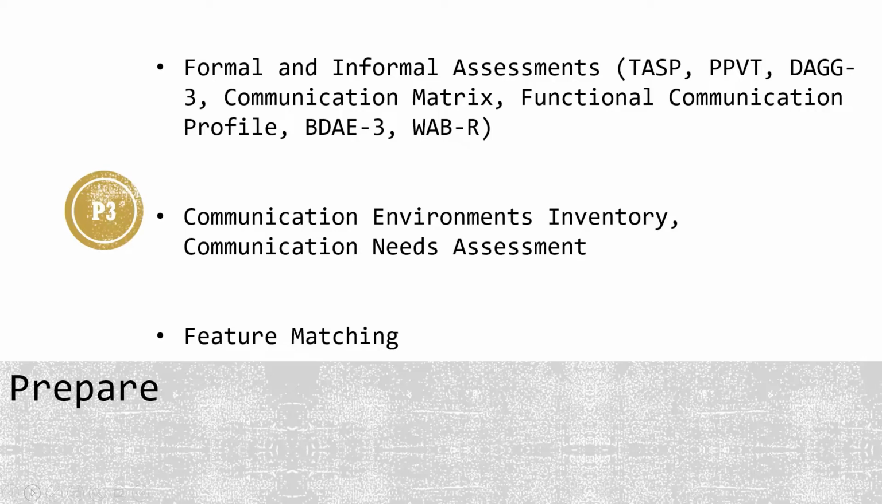You also want to make sure that you have a communication needs assessment and a communication environments inventory, meaning we need to know from this client, where are they communicating now, with whom, and what do they need? What functions of language and situations do they need to be able to communicate better in? What is blocking them right now? What are they unable to access and be part of because they don't have a system that helps them to do that? And of course, feature matching.